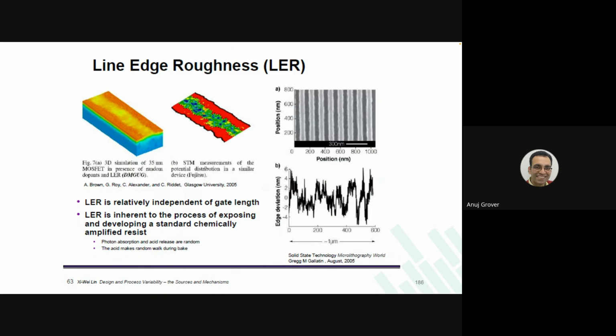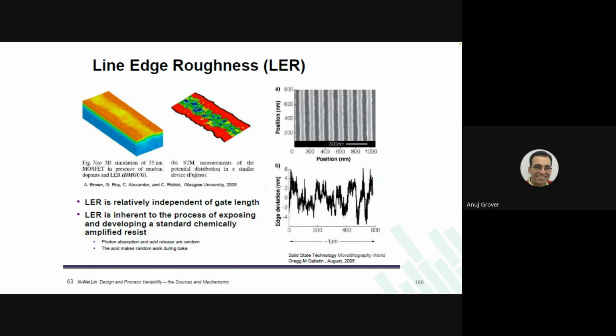But line edge roughness is a significant contributor of variation in advanced technologies because your gate length or channel length is very short. Because that channel length is very short, even a very small variation has a significant impact on your conductivity. Is it okay? Any questions about line edge roughness? We've actually discussed this in a lot of detail in the video also. You understand line edge roughness? All of you?